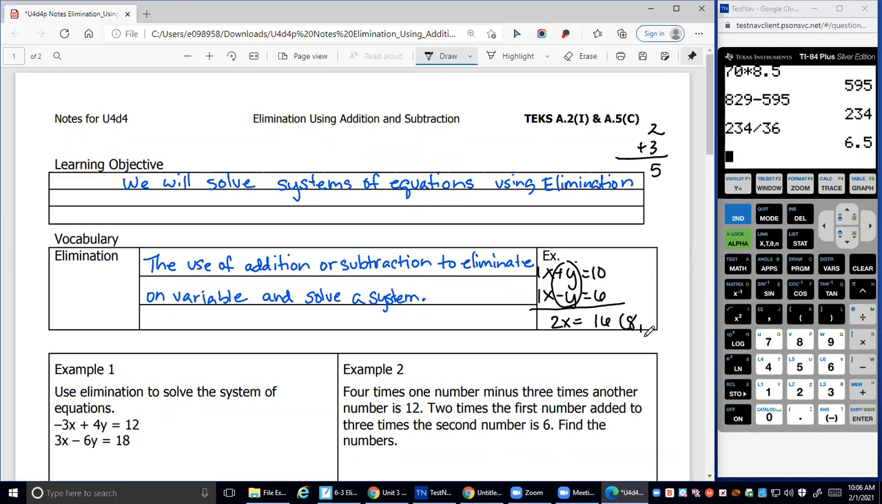And then in order to find out what y is, you just plug it back in. We pick one of the equations. I'm going to pick x plus y equals 10, and I'm just going to plug in x is equal to 8. So that's going to be 8 plus y equals 10. So 8 plus what gives me 10? 2. So I know that y is equal to 2. And that's how you do elimination.